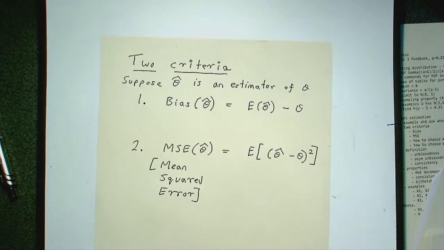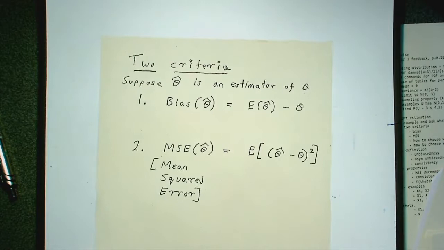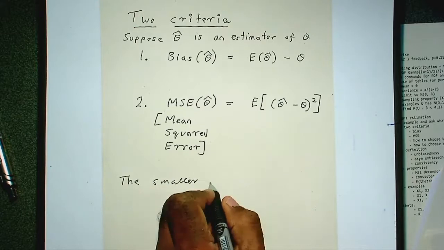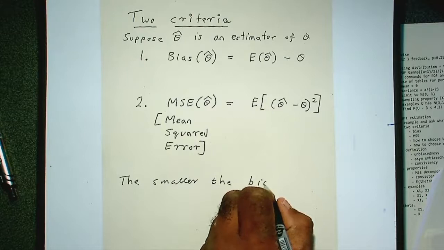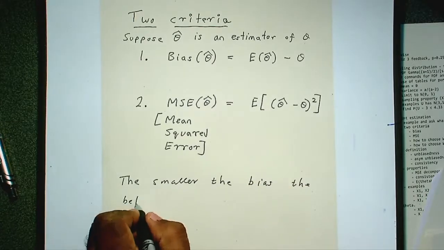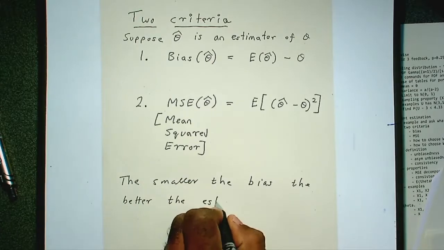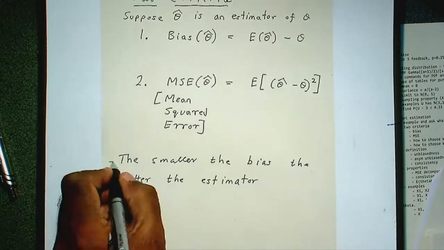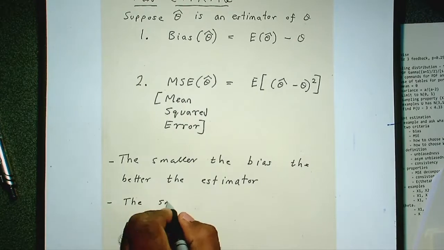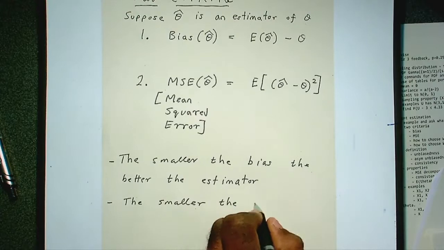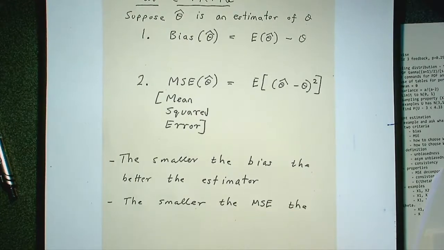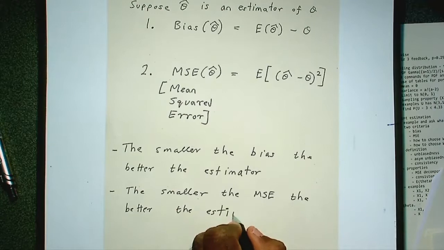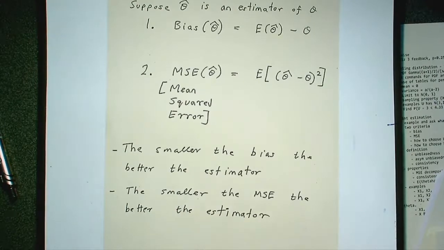So there are 2 criteria to determine which of the estimators is better, right? So I'm going to say the following. The smaller the bias, the better the estimator. And the same thing with MSE. The smaller the MSE, the better the estimator, right?